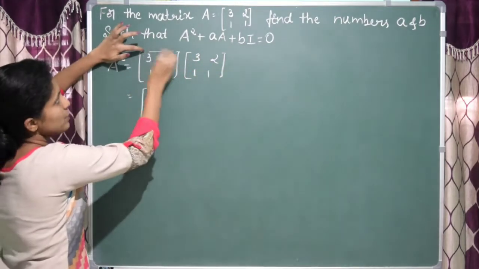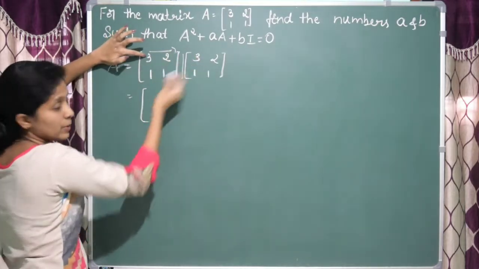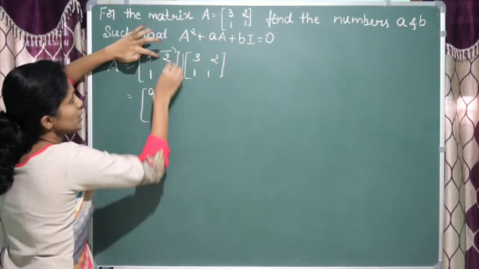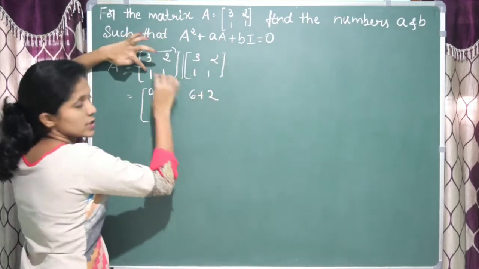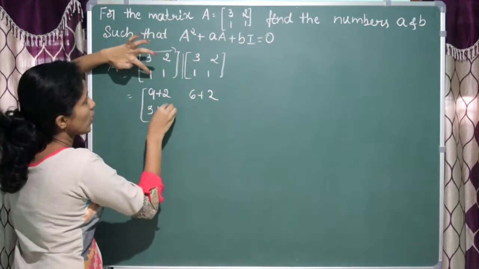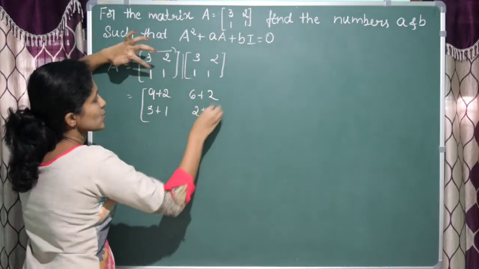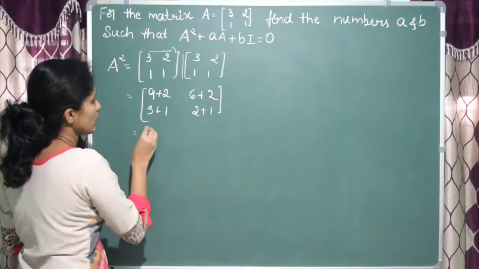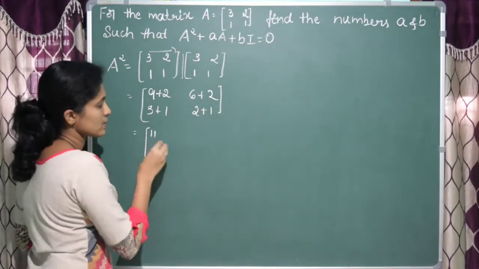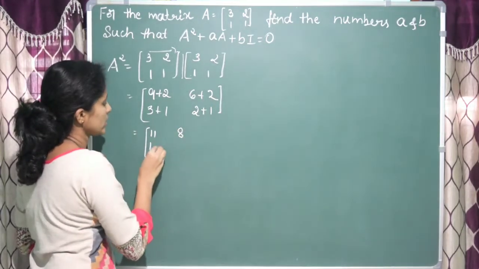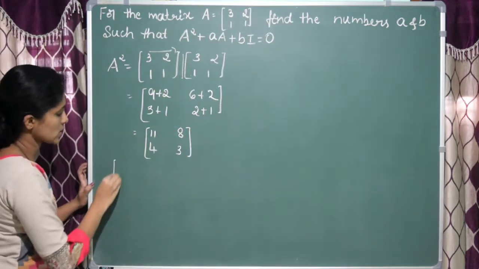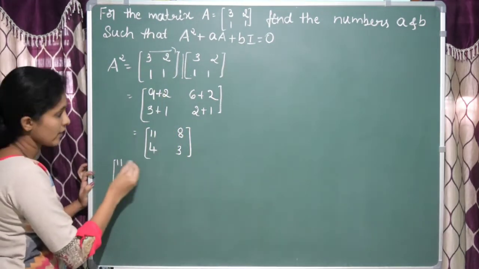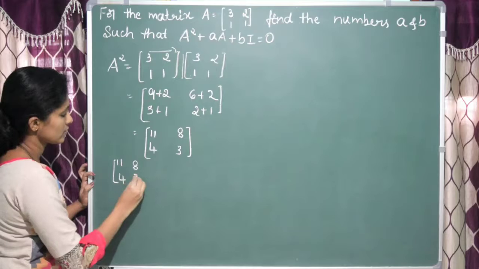So 3, right, the product. This is now 3 into 3 will be 9 plus 2 into 1 will be 2. So this is 3 into 2 is 6 plus 2. So this will be now 1 into 3 plus 1. So this is now 2 plus 1. Right. So A square is equal to now 9 plus 2 is 11, 6 plus 2 is 8, 3 plus 1 is 4, 2 plus 1 is 3. Now we will substitute this. A square is, we got 11, 8, 4, 3.